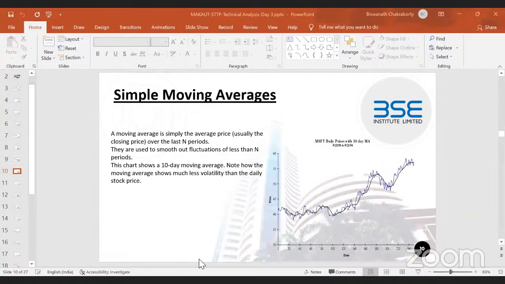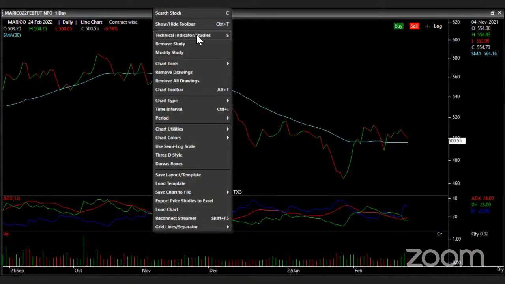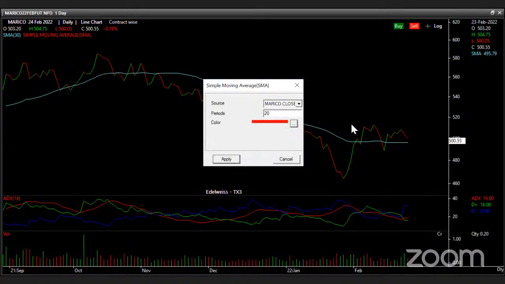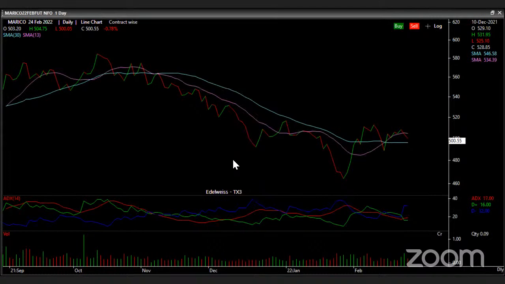Now, the easiest part: how to take trades. In technical analysis, we can plot more than one SMA in our system. Here, SMA 30 is already plotted. Now I'm going to plot another one, a simple moving average. I'm just putting 13 days, and my color is this. Click on OK, hit apply. Now the price points are the same. Two moving averages are there: one is 13 and another is 30.